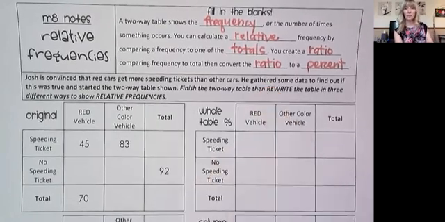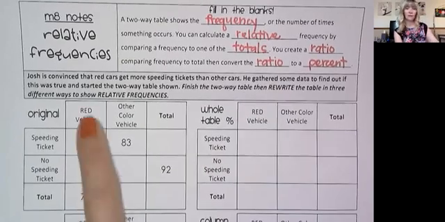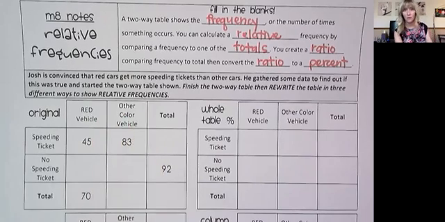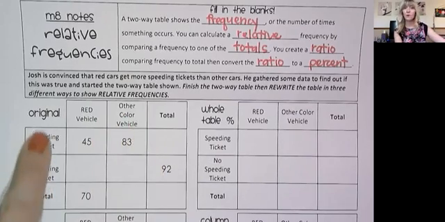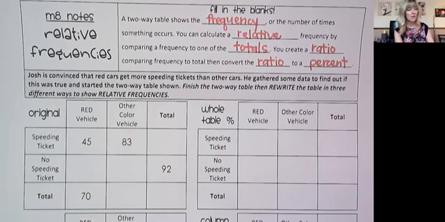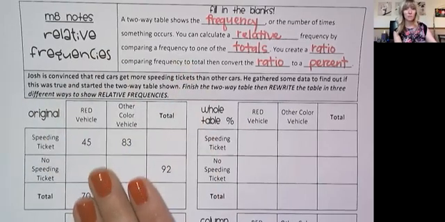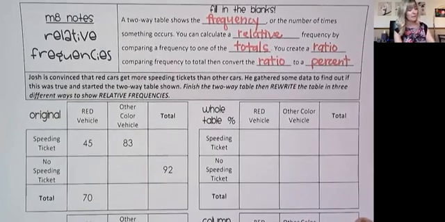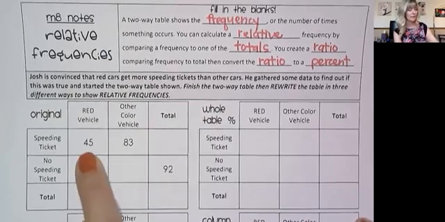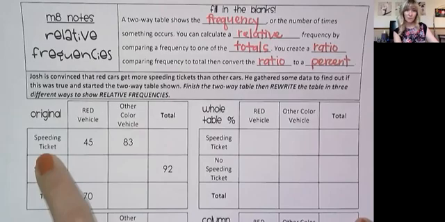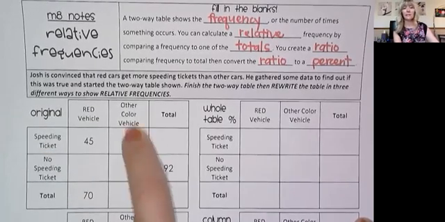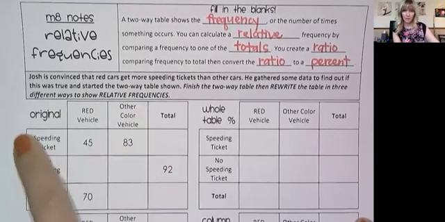He asked people two main questions. He said, what color is your car? And he just divided it into red vehicles versus any other color. And he also asked, have you gotten a speeding ticket? Yes or no. So this two-way table starts putting together just the frequencies of the data that he got. I can see from this that 45 of the people he asked had a red vehicle and also got a speeding ticket. 83 of the people he asked had some other color car and got a speeding ticket.